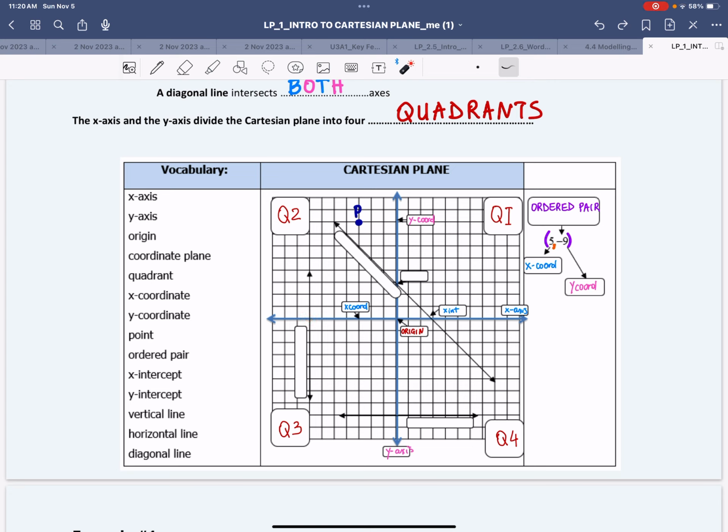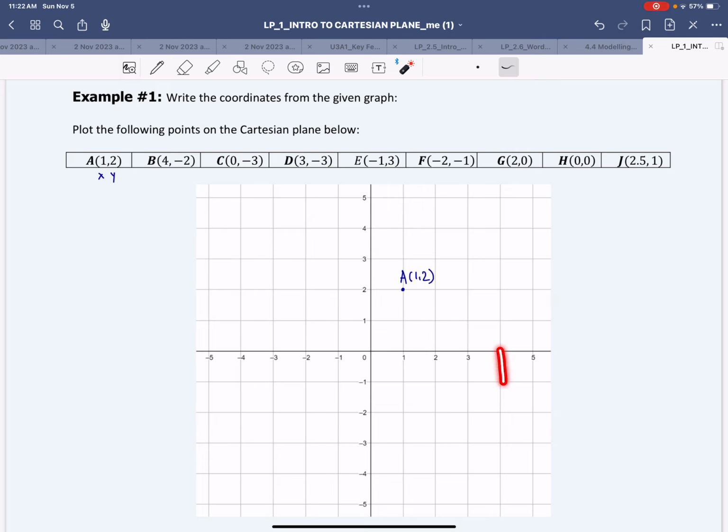Now, point B will have the coordinates 4 and negative 2. So we go to x equals 4, and then we go down 2 because we are at y equals negative 2. So this would be the point B with coordinates 4 and negative 2.